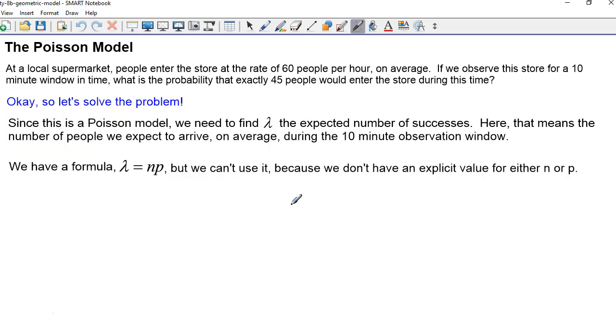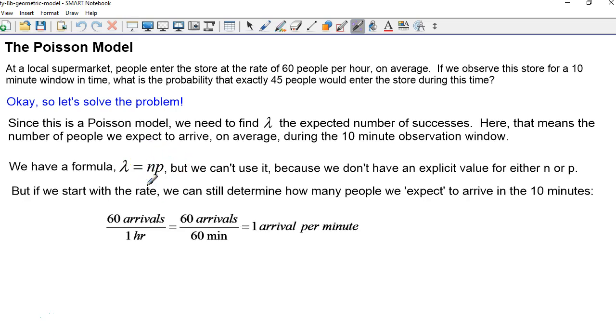Okay, so let's actually solve the problem. Since this is a Poisson model, we need to find lambda, the expected number of successes. Here, that's going to mean the number of people we expect to arrive on average during the 10-minute observation window. So we have a formula, lambda is np, but we can't use it because we don't have an n and we don't have a p, so there's no way for me to use that formula.